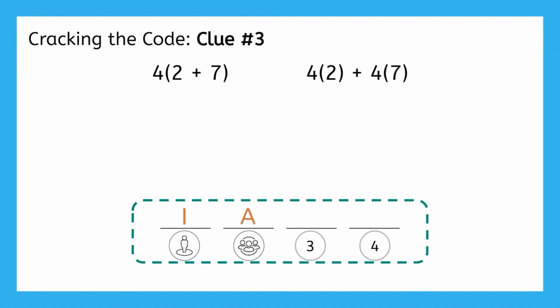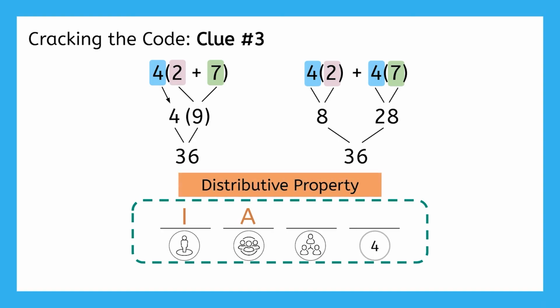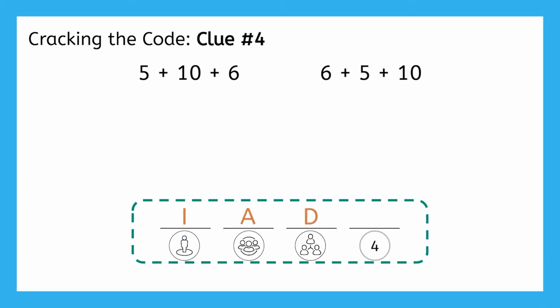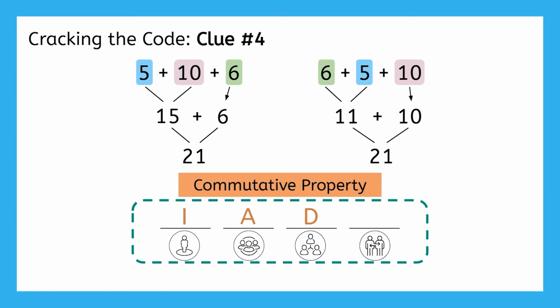The third clue shows one expression in which the sum of 2 and 7 is being multiplied by 4, and another in which the addends are being multiplied separately. Both expressions simplify to 36. This makes the expressions equivalent by the distributive property. So the third letter is D. And in the final clue, both expressions add the same numbers together, but the order of those numbers is different. Both expressions simplify to 21. They're equivalent by the commutative property, and the final letter in the combination lock is C.